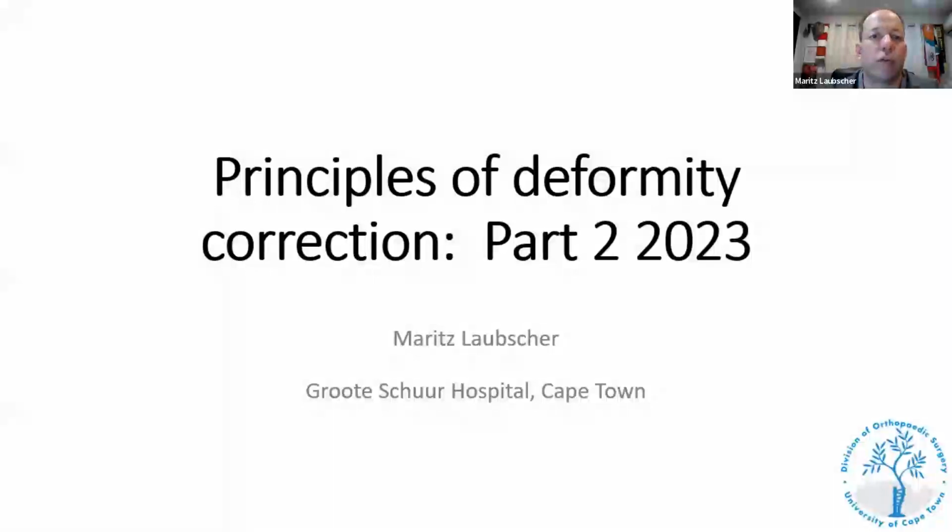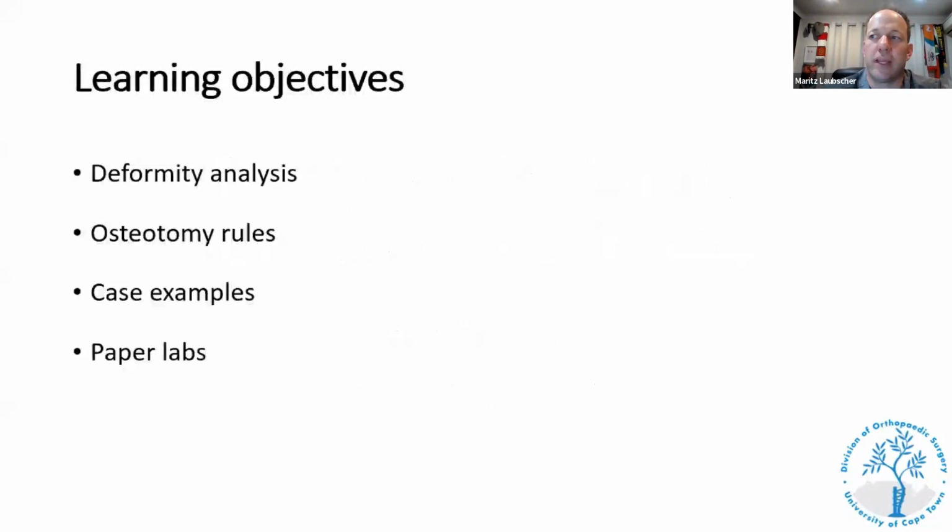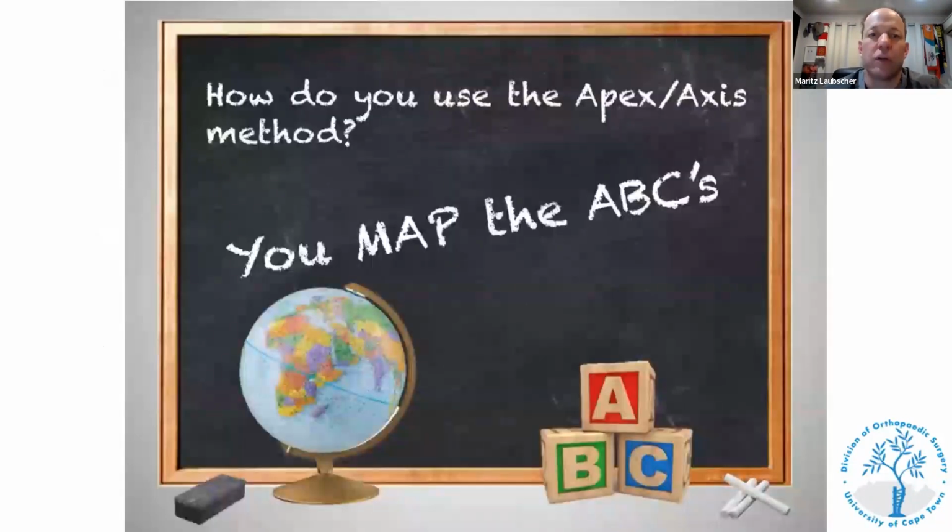This is part 2 of the principles of deformity correction. So we will basically just recap some of the basics that we discussed the previous time, and then mainly look at some case examples and some paper labs to try and make sure that everyone understands the concepts.